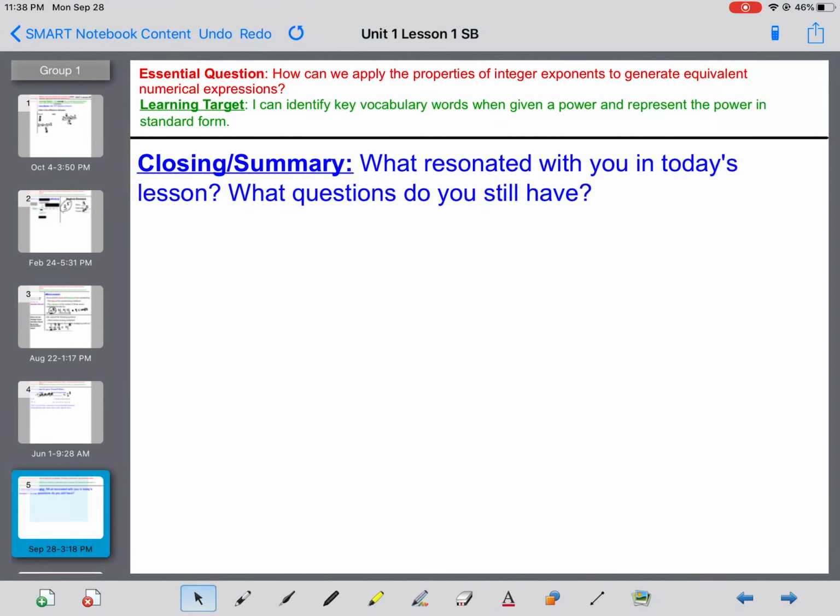For closing, all of our closings are going to be the same for when we go remote. The closing summary is what resonated with you in today's lesson, and what questions do you still have about this lesson.